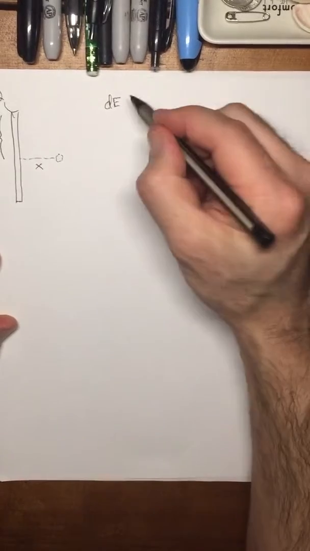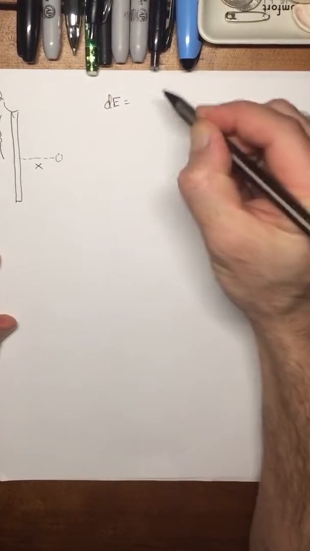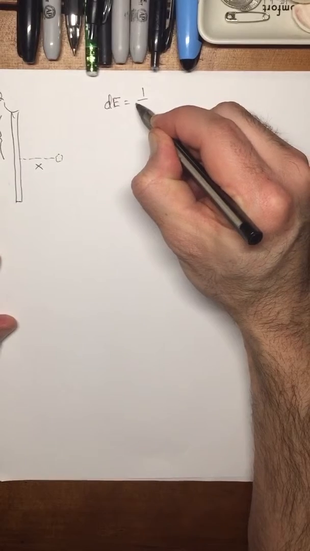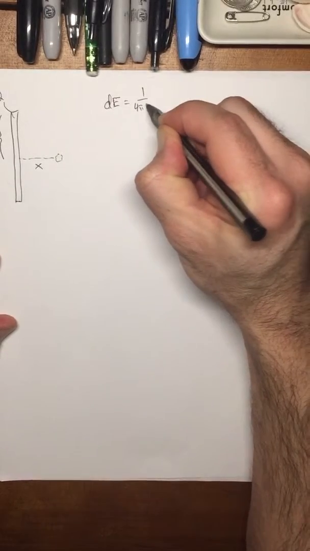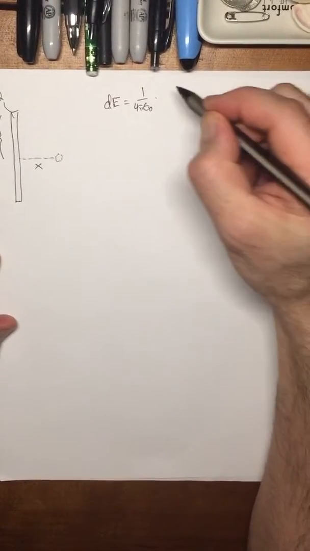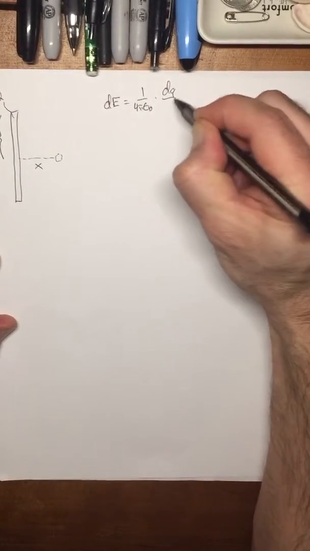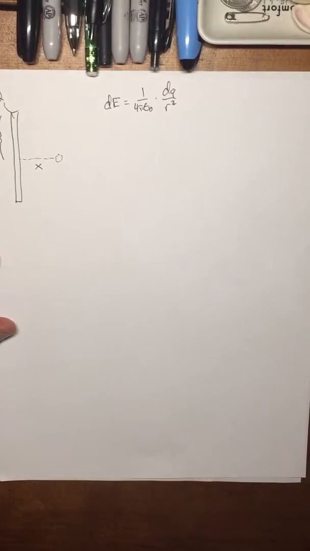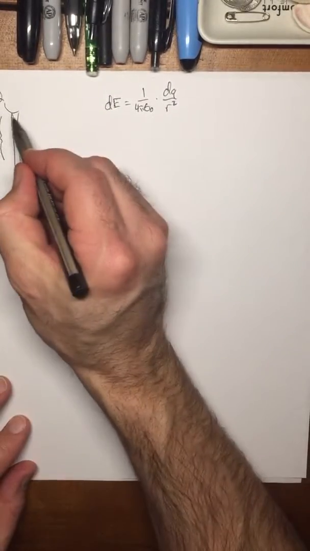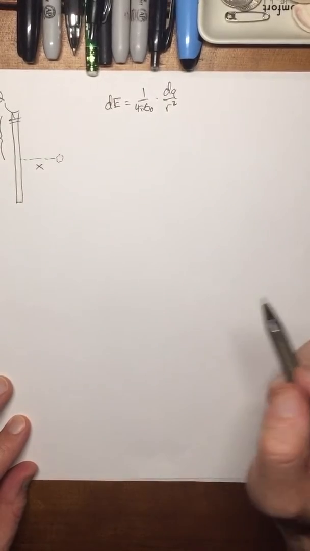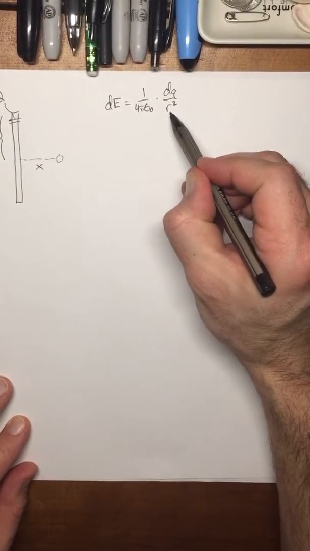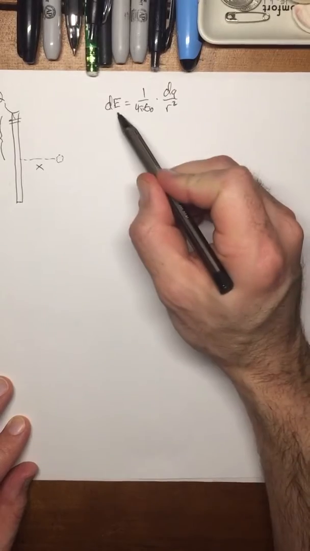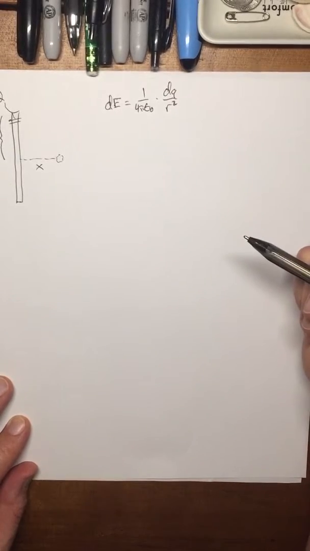A small piece of the electric field will be proportional to 1 over 4 pi epsilon naught, and also dq over r squared. That's the main piece we're working off of. In this demonstration, you'll see how dq is found, how r is found, and how to determine the components of the electric field.